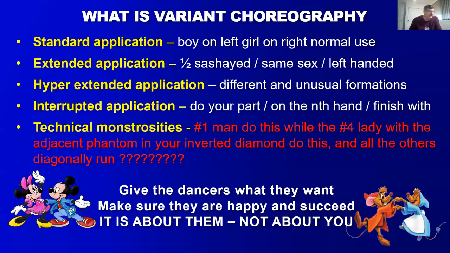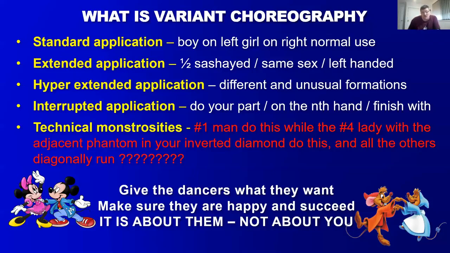And then there's the nightmare. That's where you've got number 1 man do this, while number 4 lady with the adjacent phantom and your inverted diamond do all this, and everybody diagonally run, etc., which makes no sense, gibberish. And although it may be technically correct when you push the dancers through with some kind of creative explanation, the dancers, even when they get it, don't really enjoy it unless they're up in that level that they want that choreographic jigsaw puzzle in their mind. But to me, that's not dancing.